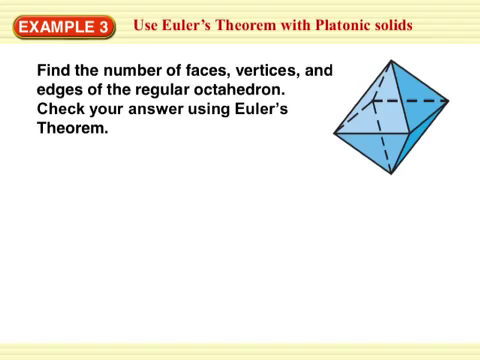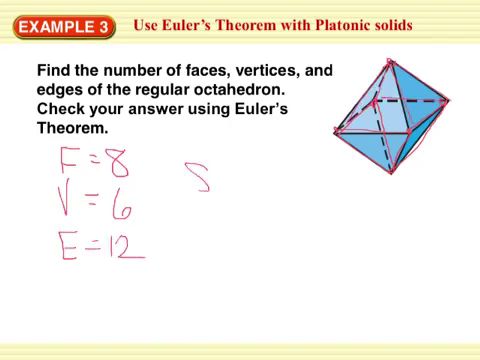Find the number of faces, vertices, and edges of the regular octahedron. Check your answer using Euler's theorem. So number of faces, 1, 2, 3, 4, 5, 6, 7, 8. The number of vertices, 1, 2, 3, 4, 5, 6. The number of edges, 1, 2, 3, 4, 5, 6, 7, 8, 9, 10, 11, 12. Let's check. 8 plus 6 equals 12 plus 2. 14 equals 14. We're good.